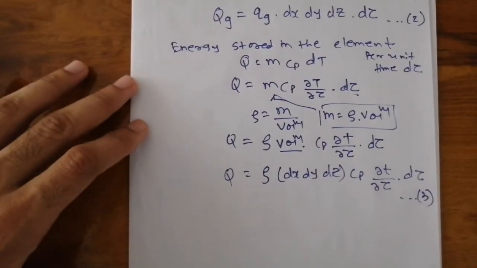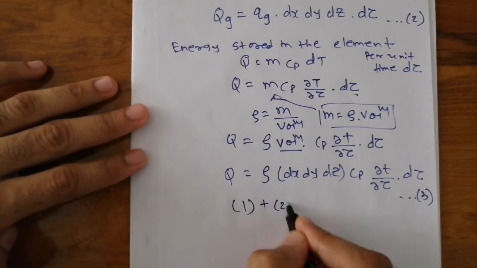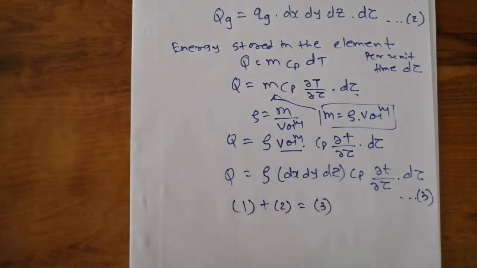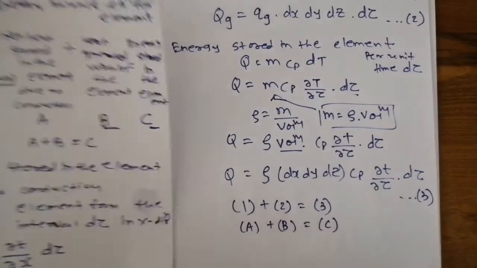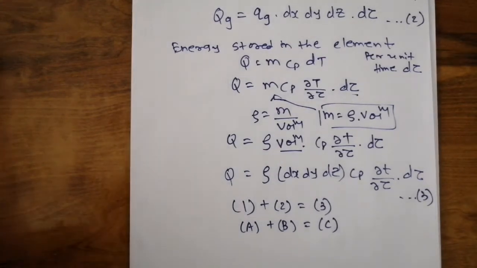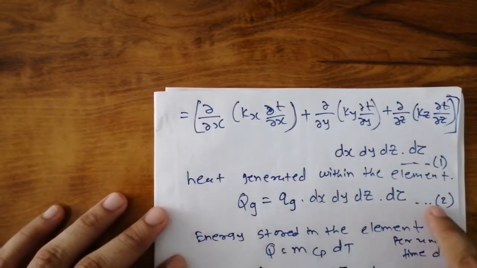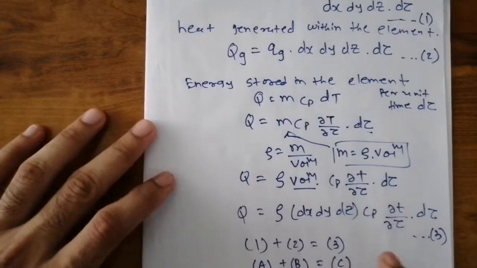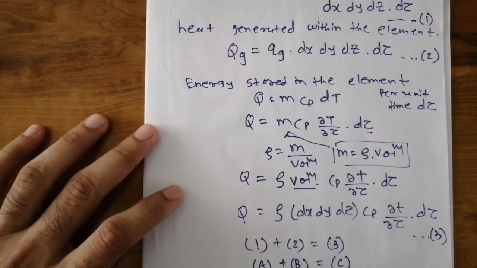Now the summation of equation 1 plus 2 is equal to equation 3. We can also write a plus b is equal to c. So what will be our equation number a? Already I explained equation number a. You can see here, this is our equation number a, this is our equation number b, and after this will be our equation number c. So the summation a plus b is equal to c, we should write.